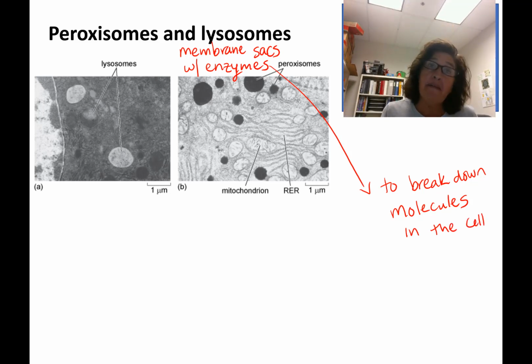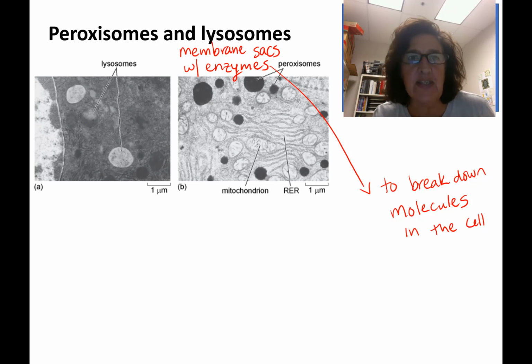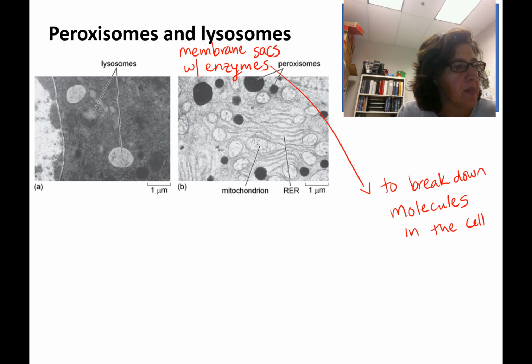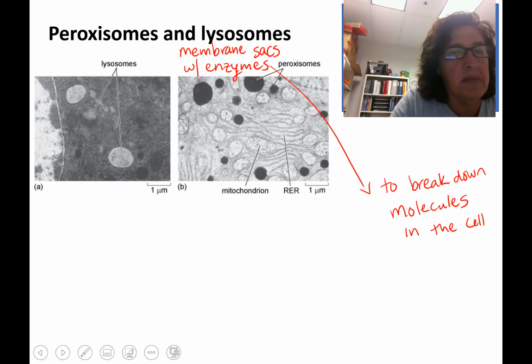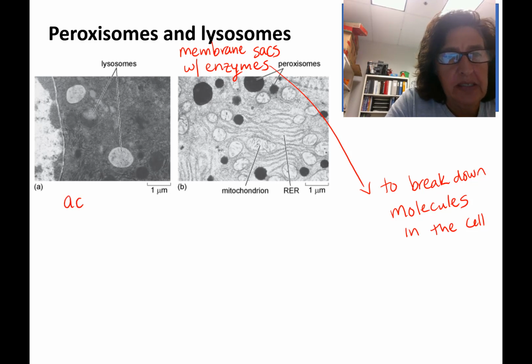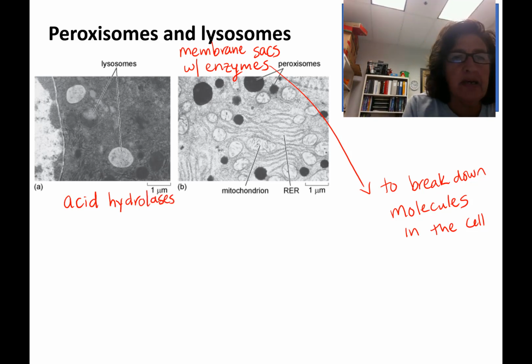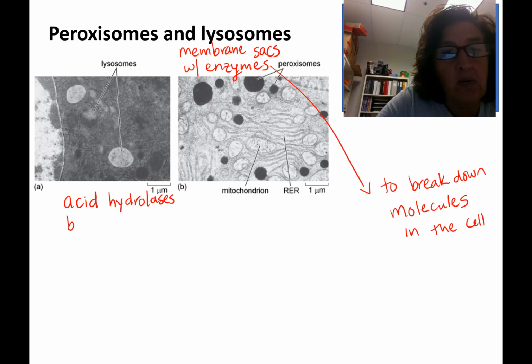Okay, I would never ask you to look at a picture and decide which is a lysosome, which is a peroxisome, which is a vesicle, because they're all membrane-bound sacs. They look very similar under the microscope. These two have slightly different functions. So lysosomes use enzymes called acid hydrolases, and they can break down even big things like old organelles.